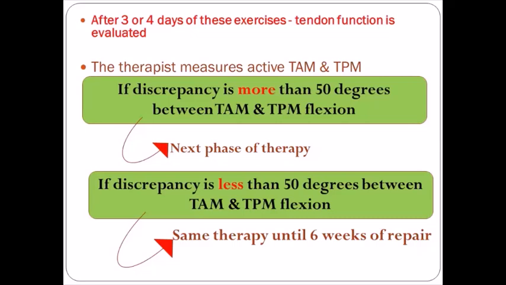Now, but if the discrepancy is less than 50 degrees, you can continue the same until 6 weeks of repair. Now, why should we continue until 6 weeks of repair? Because the adhesions are not formed and the tendon is free to glide. Now, if the tendon is free to glide and you go for very active exercises, there is a chance of rupture of that tendon again. So that is the reason: if the movements are good, then you should continue till 6 weeks of repair.